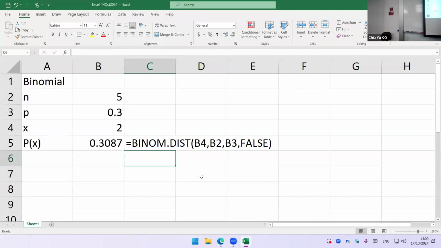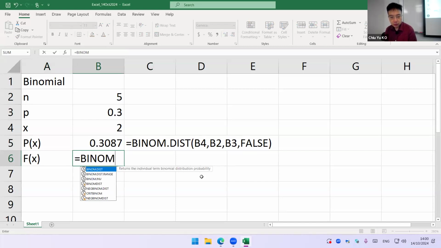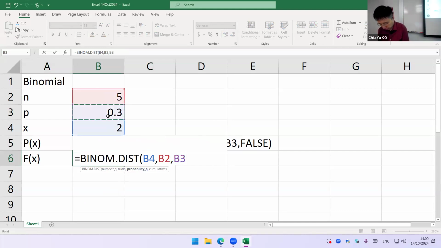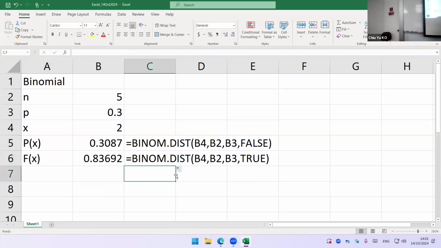Then the next question, which we often ask, is what is the probability that you have less than or equal to 2 successes? How likely is it that I have 2 or fewer heads if I toss a coin, which means that I have F of x? In that case it will be binom.dist, again the number is 2, trials is n, and probability is 0.3, and I say true, which will give me the answer. So that would be the idea behind this.